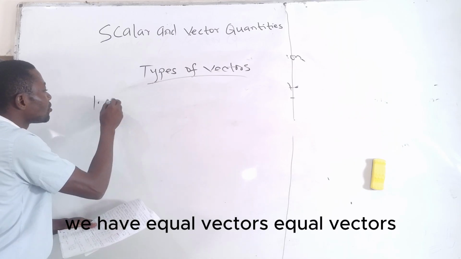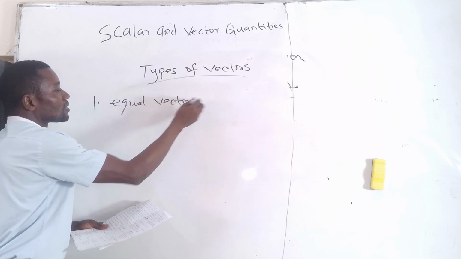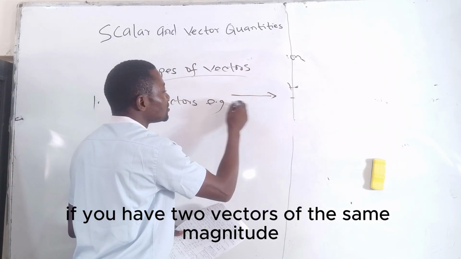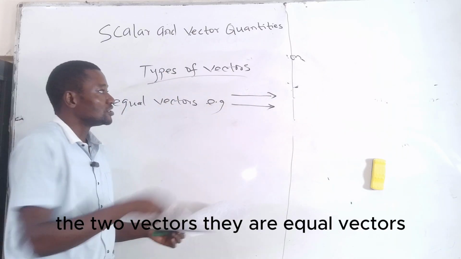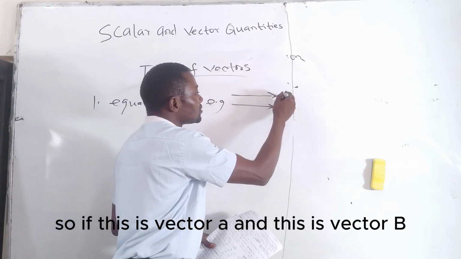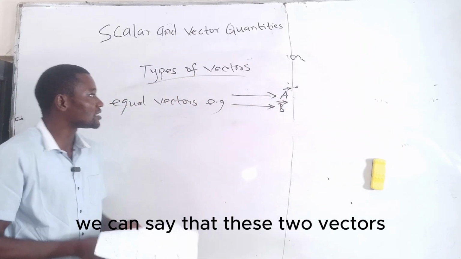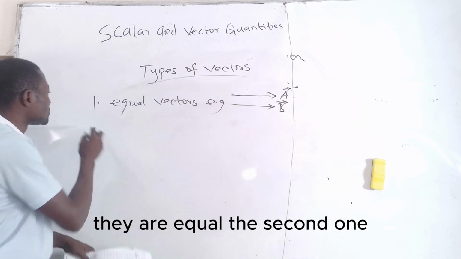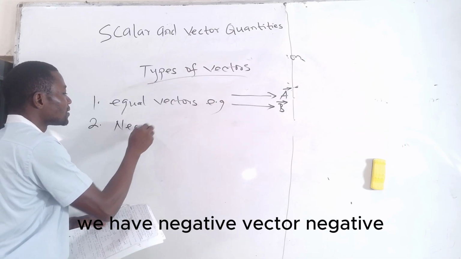We have equal vectors. If you have two vectors of the same magnitude pointing in the same direction, they are equal vectors. So if this is vector A and this is vector B, we can say that these two vectors are equal. The second one, we have negative vectors.